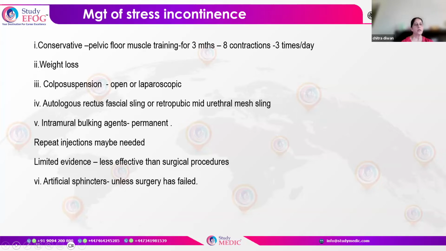Surgeries that can be offered: the first option is colposuspension. It can be open or laparoscopic depending on the facilities that are available. Then you have autologous rectus fascial sling or retropubic mid-urethral mesh sling. Intramural bulking agents can be offered. Remember, these are permanent. Repeat injections may be needed, and there is limited evidence, so they are less effective than the other surgical procedures. The last is artificial sphincters, and these are not offered unless other surgical procedures have failed.